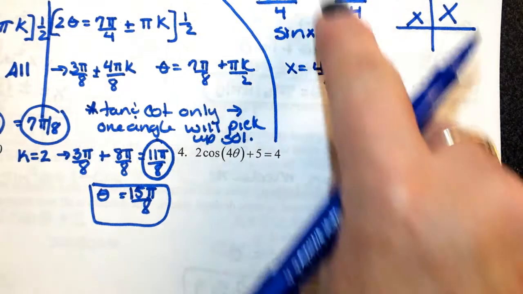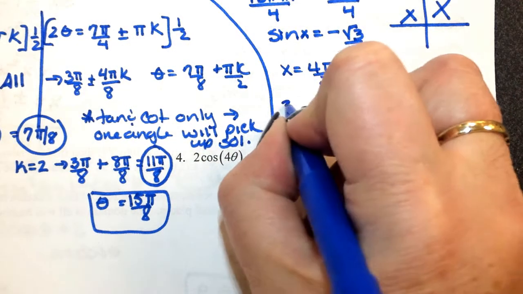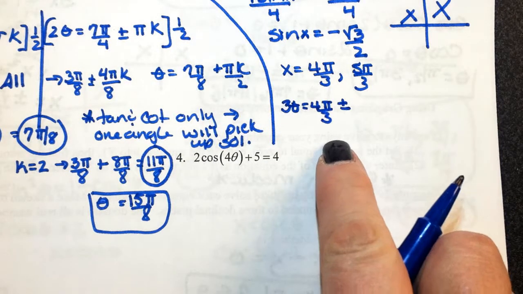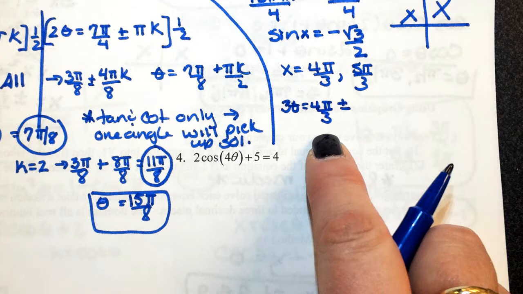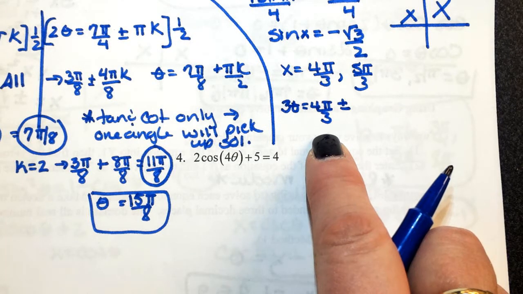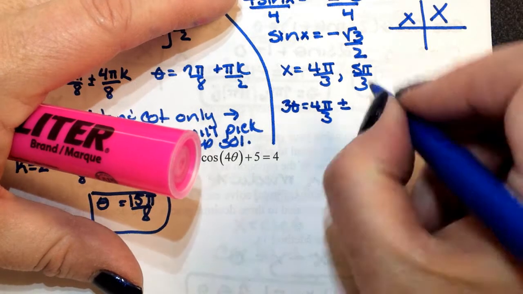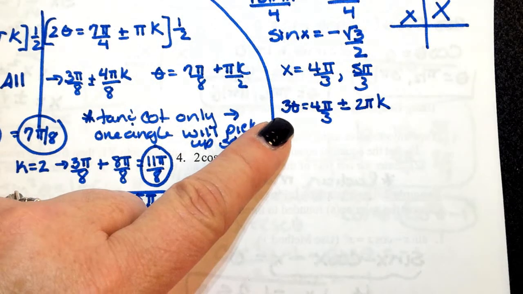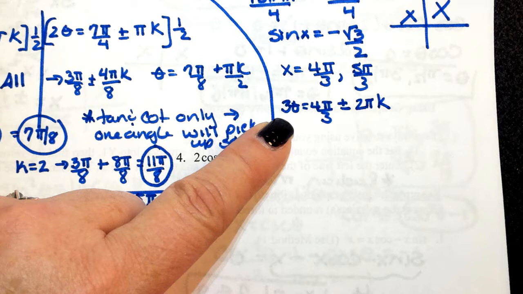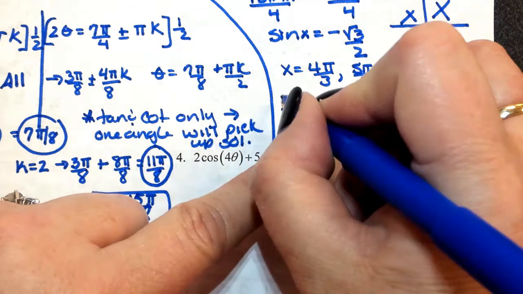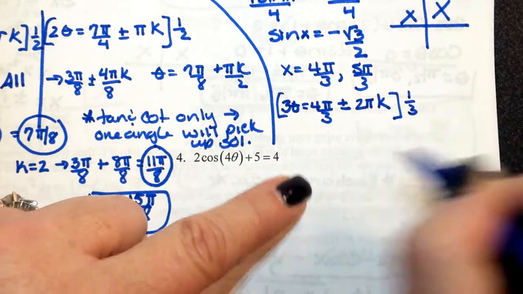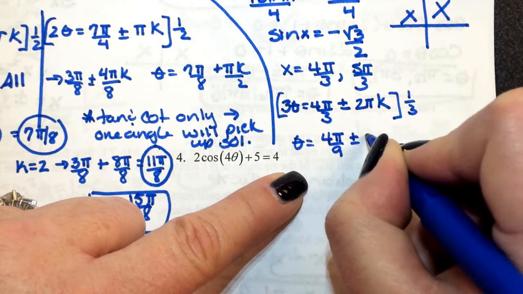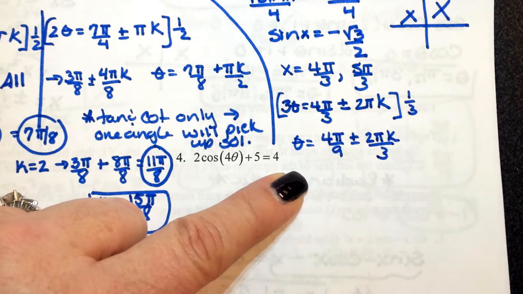All right? So now bring back in that 3 theta. So 3 theta is equal to 4 pi over 3 plus or minus. Now, it's a sine. So what's the generalization for sine? Is it a plus pi k or plus 2 pi k? 2 pi k. How do I get theta by itself here? What am I going to do? I'm going to divide by 3, or I'm going to multiply by 1/3. So theta is going to be equal to 4 pi over 3 times a third, which is 4 pi over 9, plus or minus 2 pi k over 3.